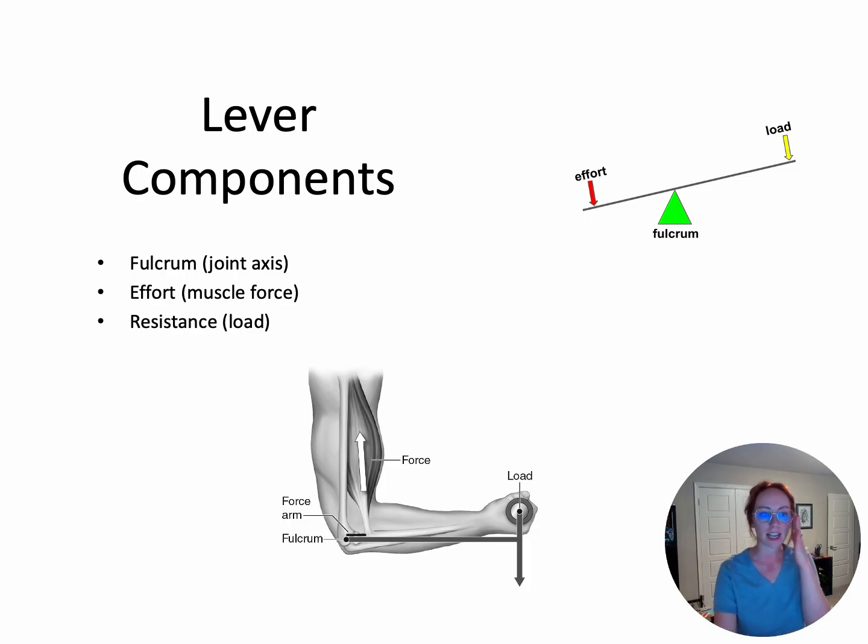A lever has three components. It has a fulcrum, where the joint axis is, an effort, the muscle exerting the force, and then we have resistance or load, whether that's an external load, like this example here where we are holding something in our hand, so that's the load you're having to hold up, or it could just be body weight against gravity or something more external.